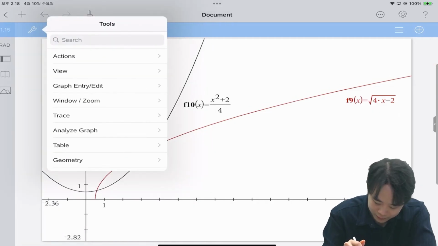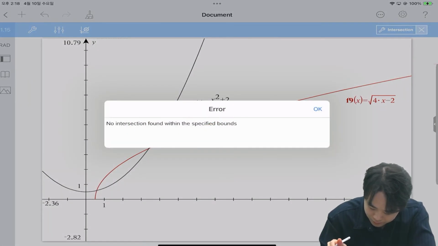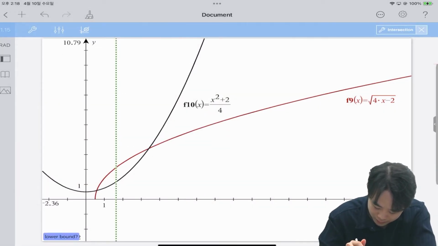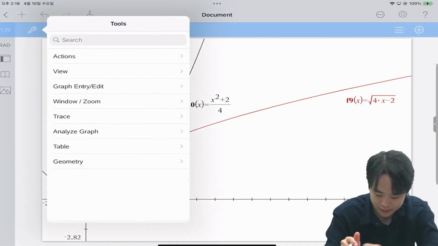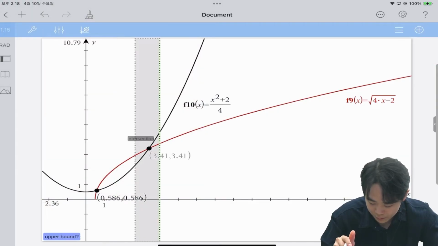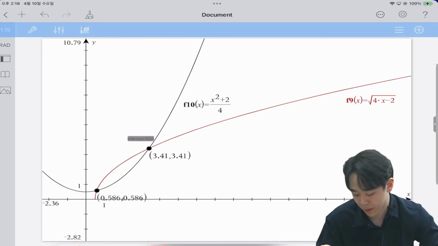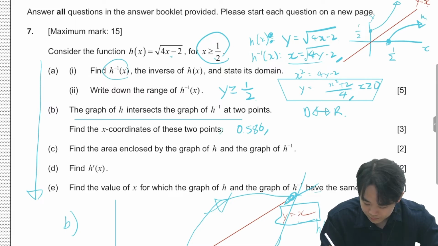We can find the intersection with analyze graph here. We want to find the intersection between these two graphs where the lower bound is here and here. So we get 0.586, and we can find the second intersection between these two parts, so 3.41. So when x is 3.41 or 0.586, we get our intersection.